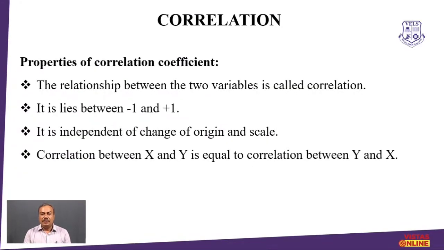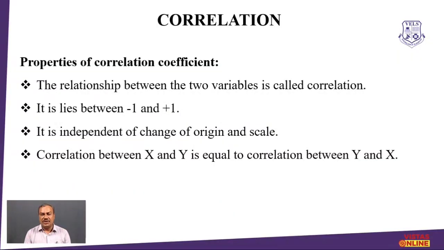Now, what are the properties of correlation and correlation coefficient? Properties of correlation coefficient are as follows. The first one, the relationship between the two variables is called correlation. The correlation coefficient values always lie between -1 and +1. It is independent of change of origin and scale. And the correlation between x and y is equal to correlation between y and x. That is, r of x comma y is equal to r of y comma x.